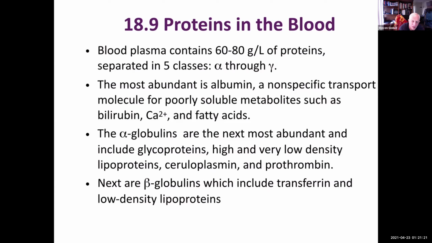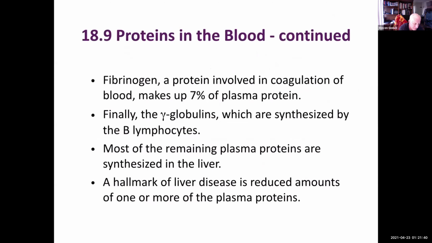The alpha globulins are the next most abundant, and they include glycoproteins, high and very low density lipoproteins, that's your cholesterol, ceruloplasmin, and prothrombin. Then you have beta globulins, which include transferrin and low density lipoproteins. Fibrinogen is a protein involved in coagulation of your blood, works along with the platelets to form a blood clot during times of injury or damage to your blood vessels. That's one of the proteins that circulate through the blood, fibrinogen.